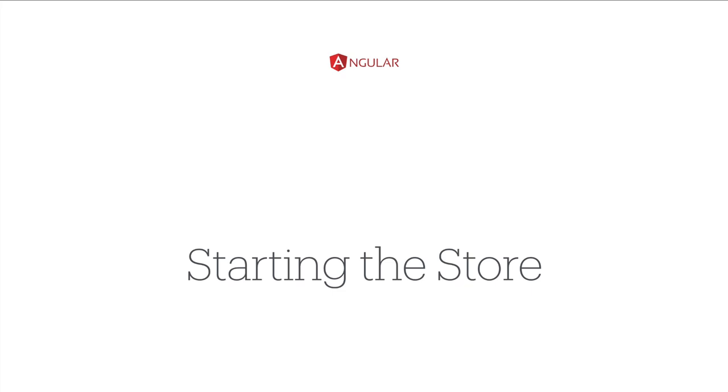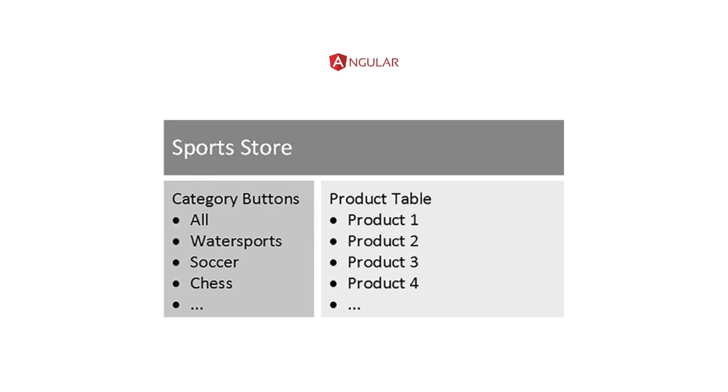Now that the data model is in place, I can start to build out the store functionality, which will let the user see the products for sale and place orders for them. The basic structure of the store will be a two-column layout with category buttons that allow the list of products to be filtered and a table that contains the list of products. In the sections that follow, I will use Angular features and the data in the model to create the layout shown in the figure.